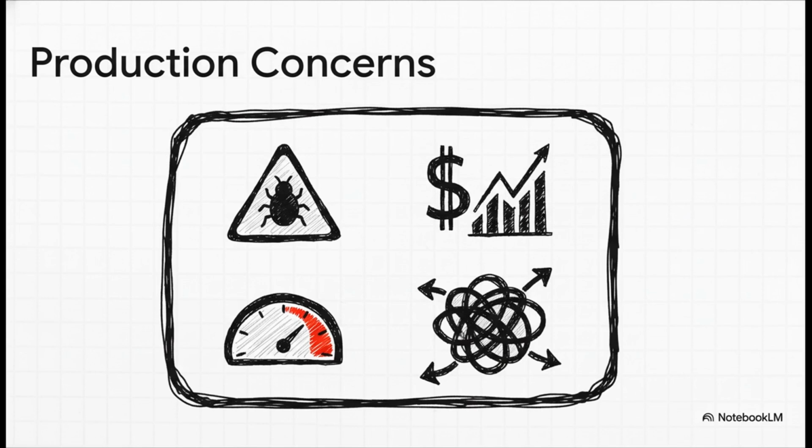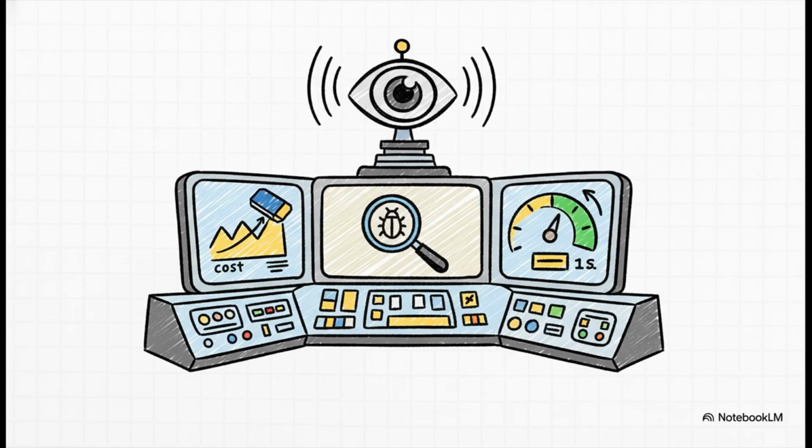How do I debug this thing when it fails? How much money am I spending on API calls and tokens? Is the agent even any good at its job? You absolutely need answers to these questions. And that is precisely the problem that LangSmith solves.